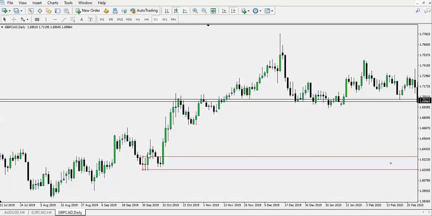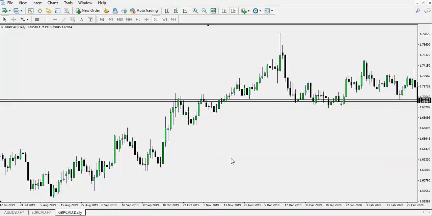So this, as the retail traders would say, this is support. When price comes there, they will say that this is support. They won't know that this is an order block. This is an order block. Okay, so this is the daily chart.